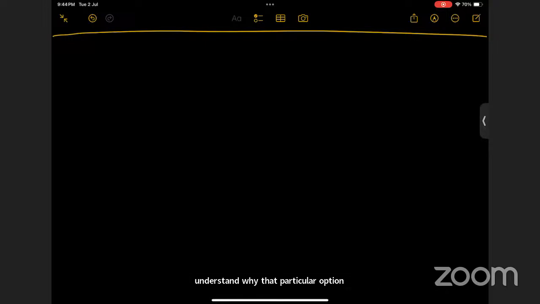Okay, let me look at the question first. Okay, so we have a roller coaster which is in the shape of a parabola, f of x equals x squared minus mx plus 1. We have the parabola.